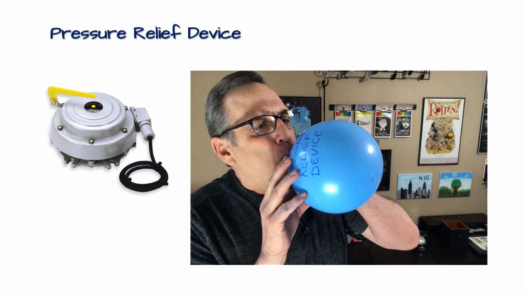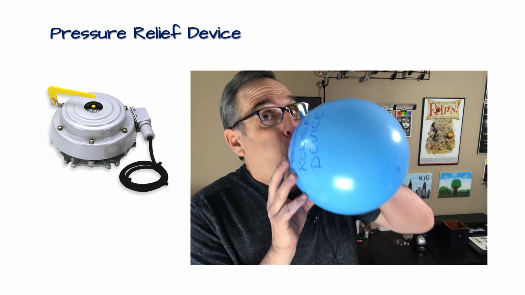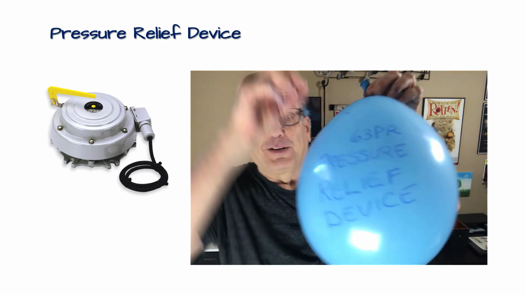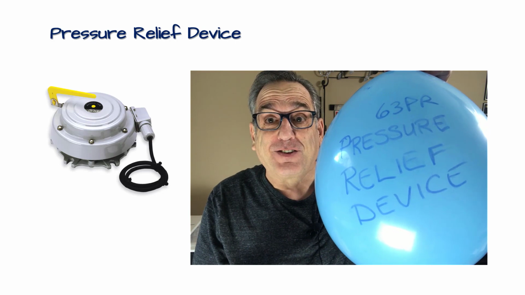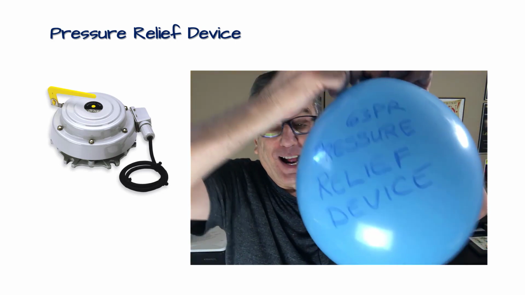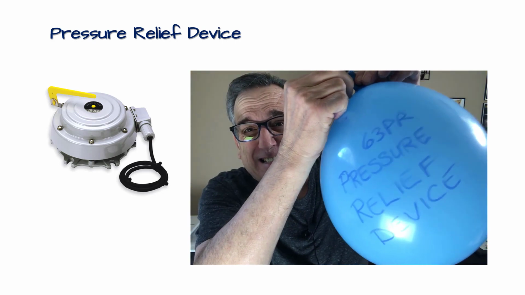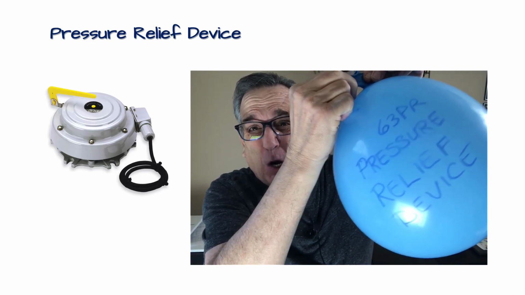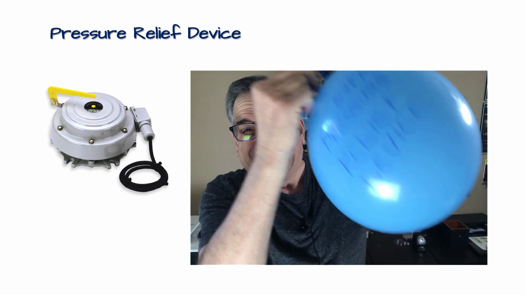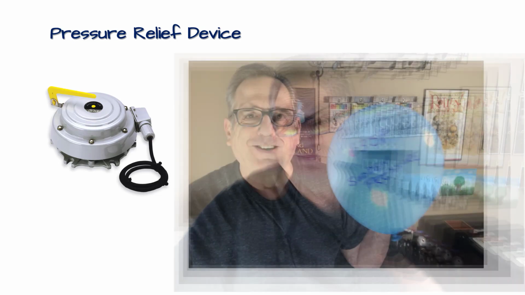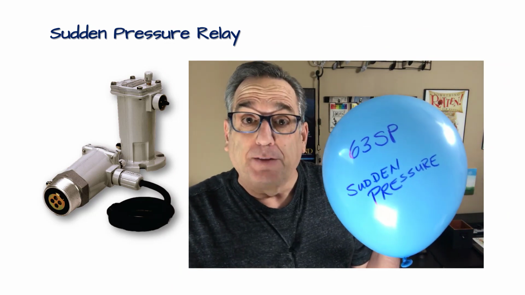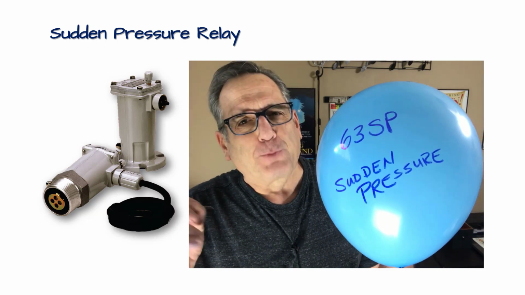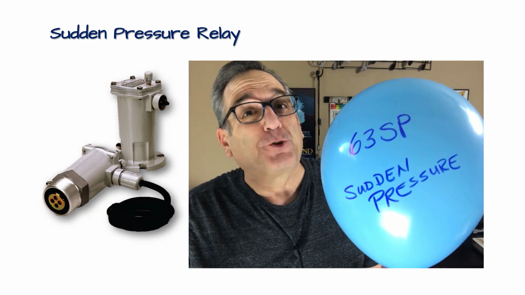Let me show you. Got too much gas in there, starts to go out. It's venting off and sending an annoying alarm. And there it goes. The 63 SP, the sudden pressure relay, activates on a sudden change of pressure. That's probably going to happen if there's an explosion inside the transformer tank.